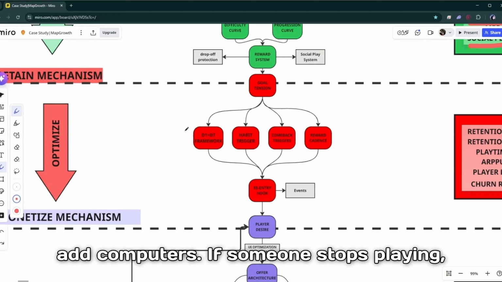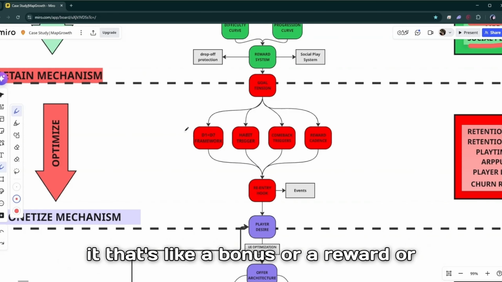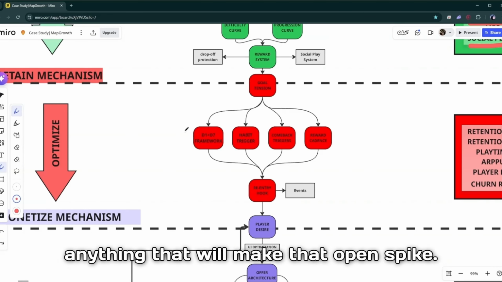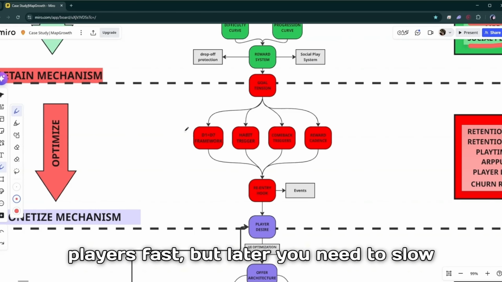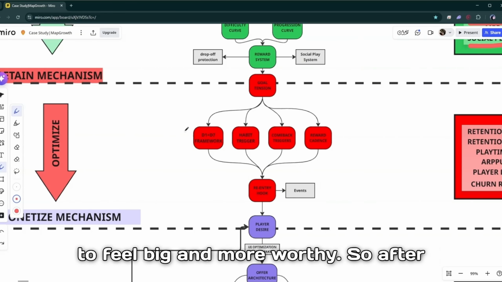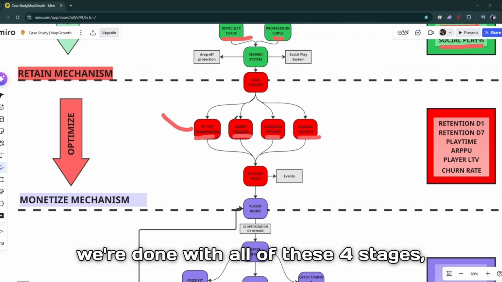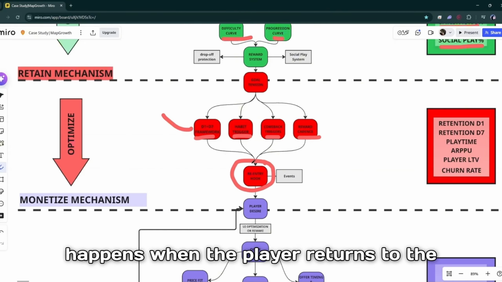Then you add comeback triggers. If someone stops playing, you give them a reason to return. Maybe that's like a bonus or a reward or anything that will make the dopamine spike. And finally, you control that with your reward cadence. Early on, you reward players fast, but later you need to slow it down a bit, but the rewards still need to feel big and more worth it. So after you're done with all of these 4 stages, you move over to the re-entry hook. This only happens when the player returns to the game.